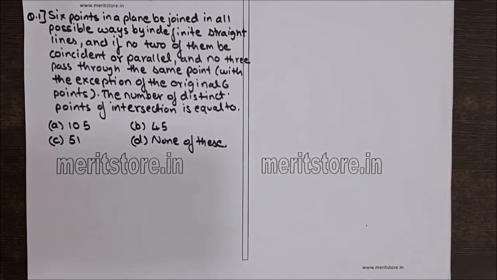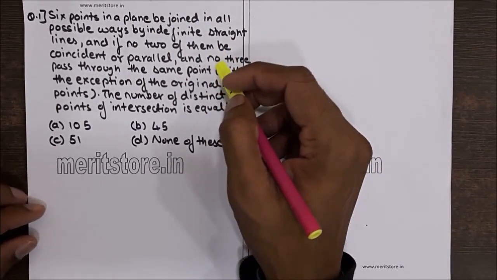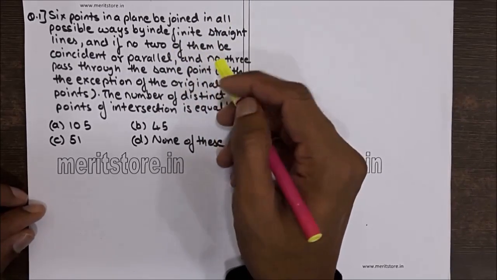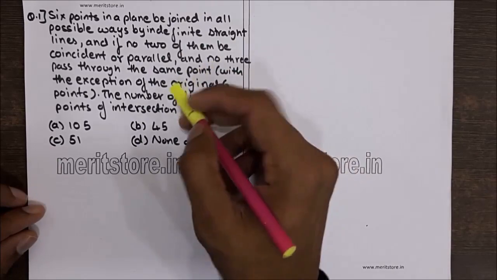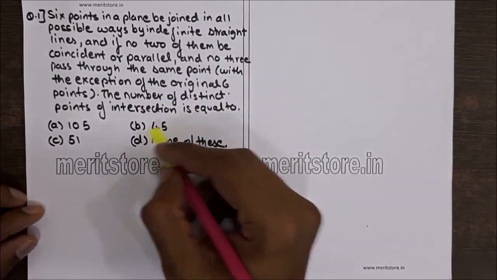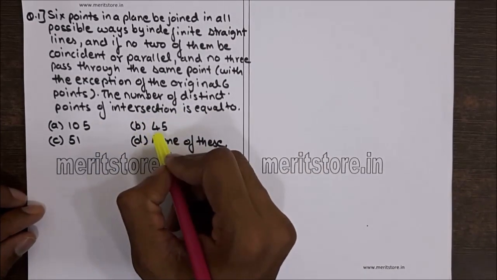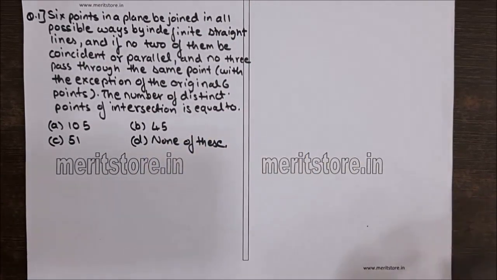Question 1. 6 points in a plane are joined in all possible ways by indefinite straight lines, and no two of them are coincident or parallel, and no three pass through the same point. With the exception of the original 6 points, the number of distinct points of intersection is equal to, we have four options: A 105, B 45, C 51, and D none of these.